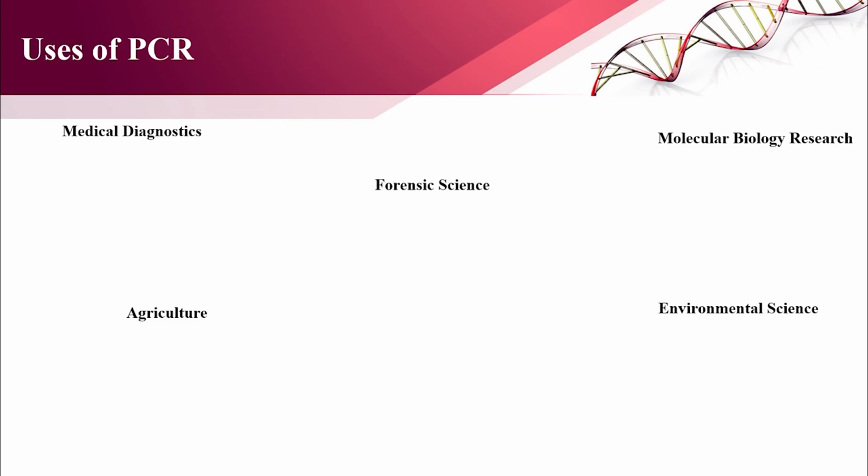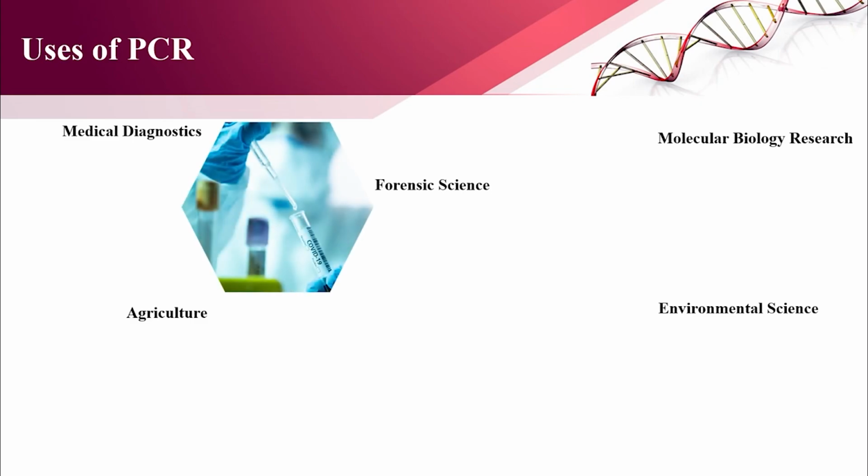Here we will talk about the uses of PCR. So the first one is the medical diagnostic. PCR is used to detect infectious diseases like COVID-19, HIV, hepatitis, or tuberculosis by amplifying some specific viral or bacterial DNA or RNA sequences. It is also used for genetic testing and to identify inherited disorders or some mutations.